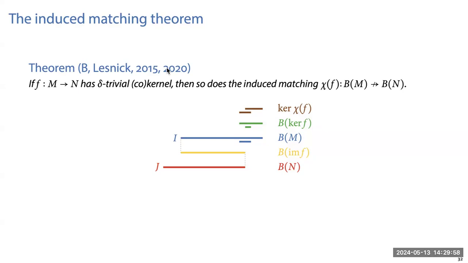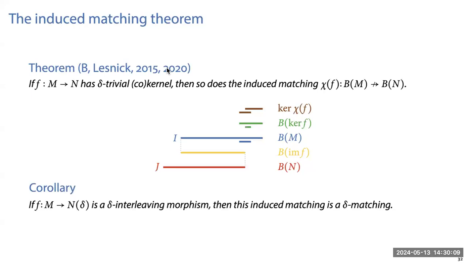So even though the induced matching is not functorial, we have some kind of good properties with respect to preservation of shortness of kernels and dually for co-kernels. And that implies if I start with a delta interleaving of persistence modules, then I obtain a delta matching of the barcodes. Okay, so that's kind of a glimpse at the machinery that's used to prove stability.